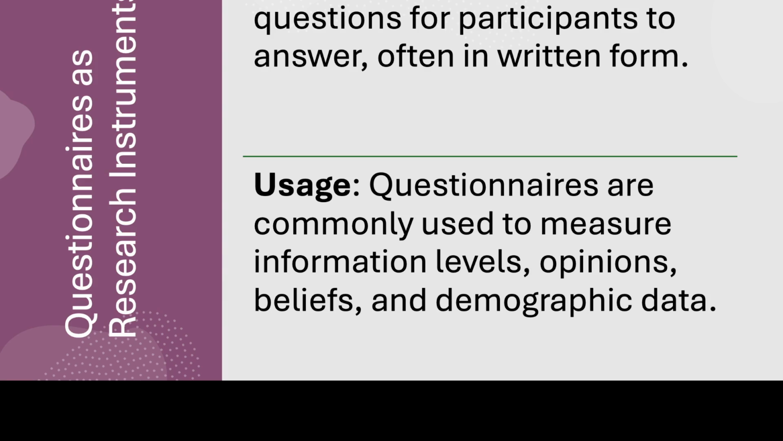Questionnaires are also commonly used to measure information level, opinions, beliefs, and demographic data. Usually, demographic data is found in part one. Your opinions, beliefs, and information levels can be measured using a Likert scale, on a scale of 4, 3, 2, 1. Which of these particular scales would perfectly fit your decision in terms of items 1, 2, 3, 4, 5? So a questionnaire, particularly in a quantitative study, has this Likert scale that is being presented.